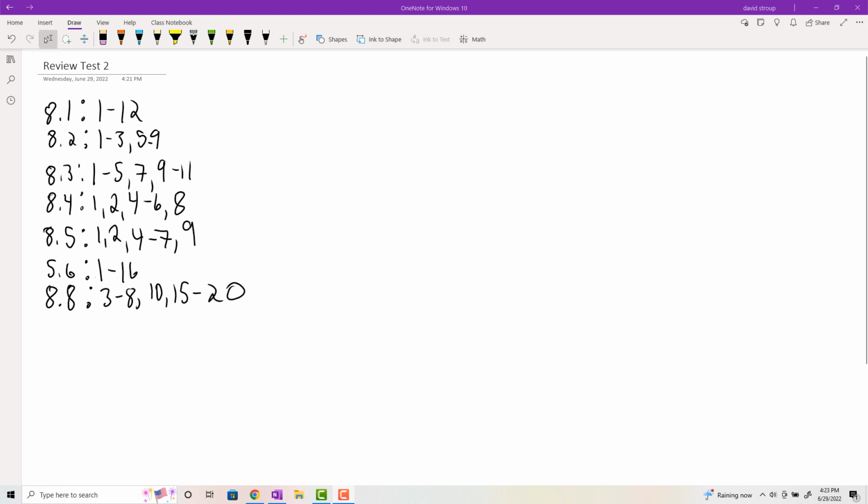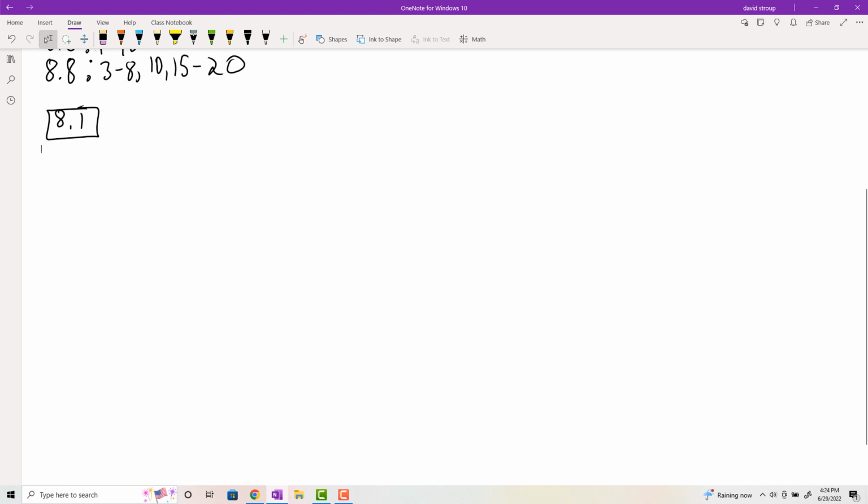Okay, so let's dive in here. I'm going to just hit a couple problems from each section. Usually I'll put similar problems on the test, and then I'll pick a couple from the question pool as well, just to keep you honest, okay? So let's go to 8.1 first. 8.1 was all about integration. Any of those questions are fair game.